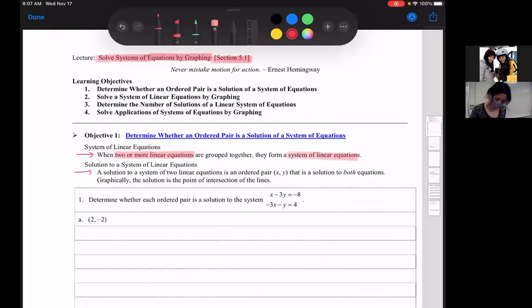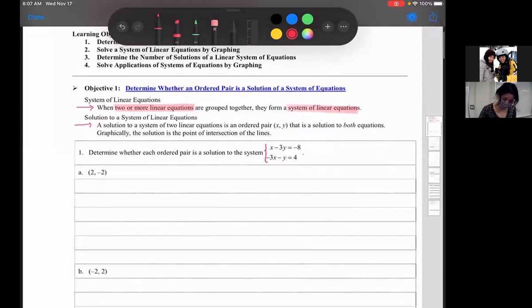Okay, so let's solve this one. Usually when I write a system of equations, I have a little curly bracket like that. Now I'm going to plug in 2 and -2 for those. So let me rewrite those. I have x, parentheses, minus 3 times y equals -8. And then I have -3 times x minus y equals 4.